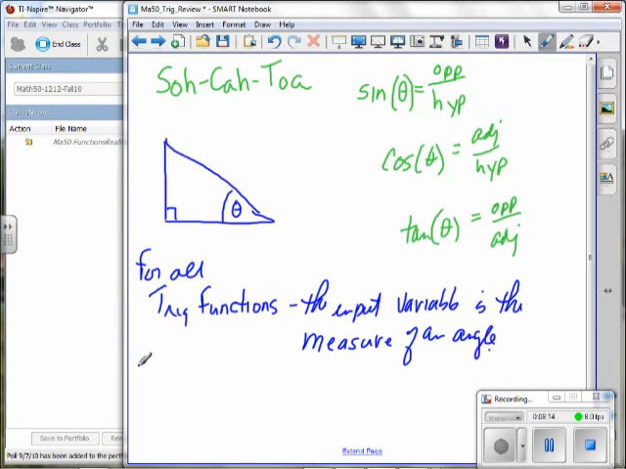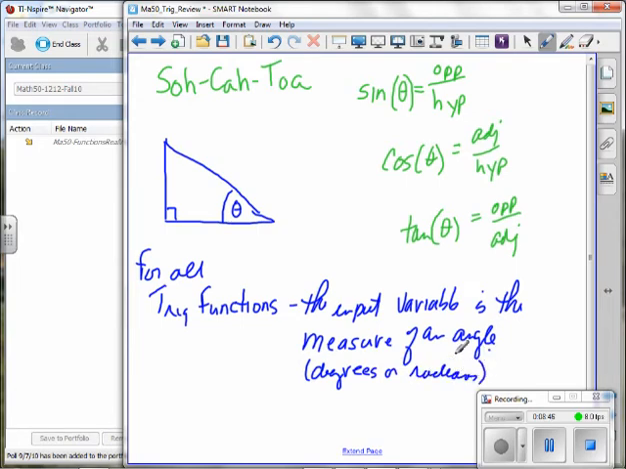For all trig functions, that input is not the symbol for an angle. It's not the letters we use for an angle. It's not the length of that. It is the measure of an angle. Now, we measure those in either degrees or radians.